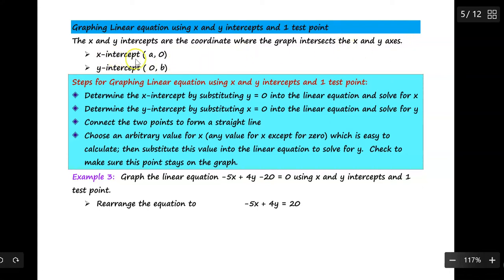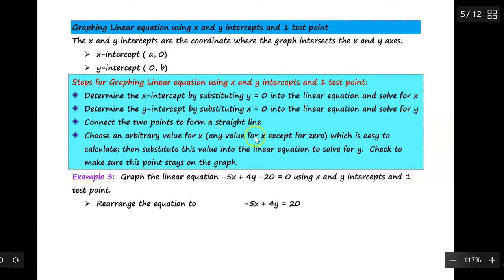So x-intercept will have the value for x, but it will be 0 for y. Y-intercept will be 0 for x, but there is a value for y. Okay, so here are the steps for graphing a linear equation using x and y intercept and 1 test point. You determine the x-intercept by substituting y equal to 0 into the linear equation, and then you solve for x. Okay, so that's step number 1 to find the x-intercept. Step number 2 is determine the y-intercept by substituting x equal to 0 into the equation and solve for y. Okay, so you connect the 2 points to form the straight line.